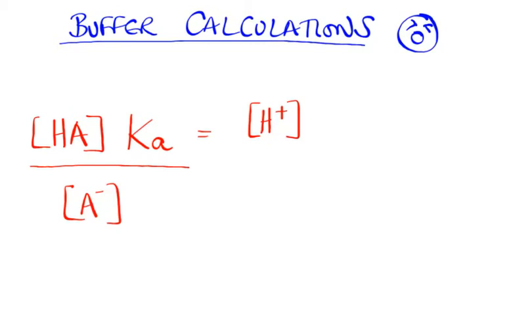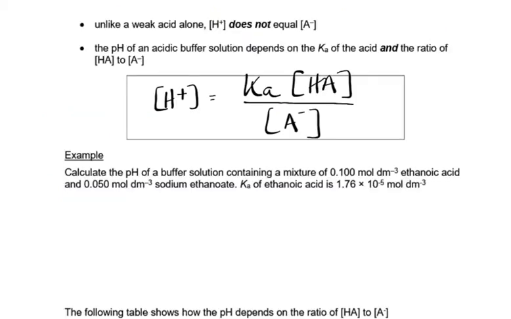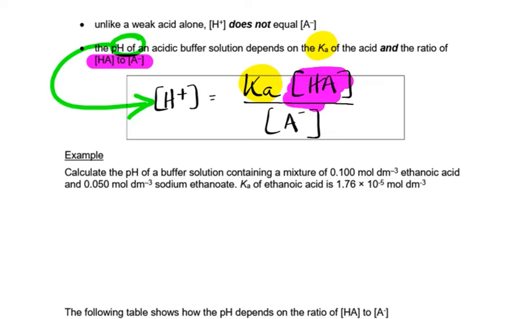So we'll see this a lot. Here it is again in the notes, and as the expression says, the pH of the buffer is going to be dependent on the hydrogen ion concentration, and that depends on two things, one being the Ka value and the other is the ratio of the acid to the salt, and that's that part there.